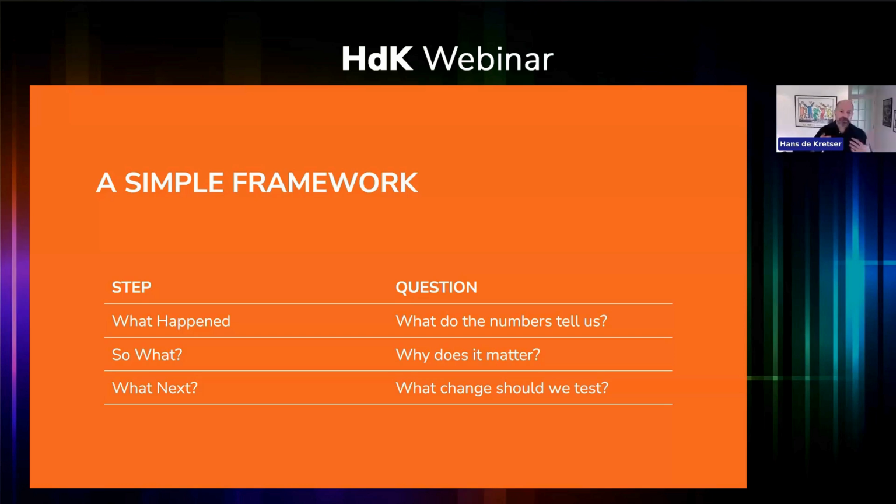So I want to explain what "what, so what, next" means. It basically means: what happened, or what do the numbers tell us in this context. So what? Well, why are these numbers important? Why does it matter? And what next? Well, what change can we bring about, or what change can we test? And to give that a little bit more context, I'm going to give you a real world example.